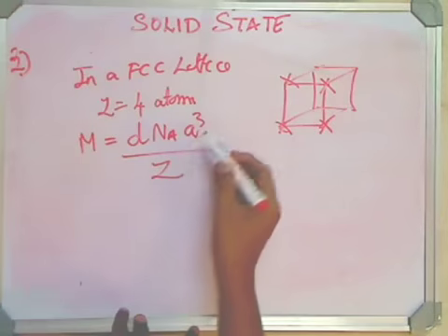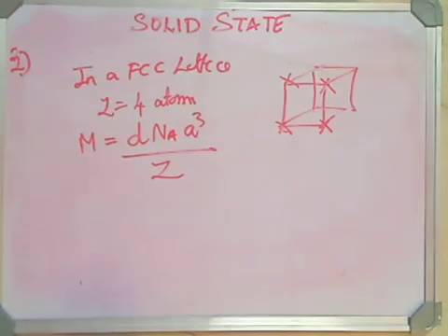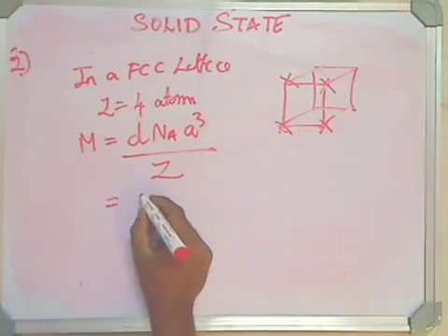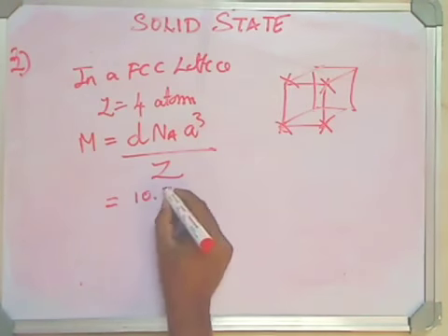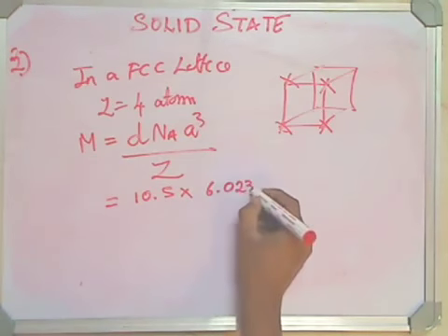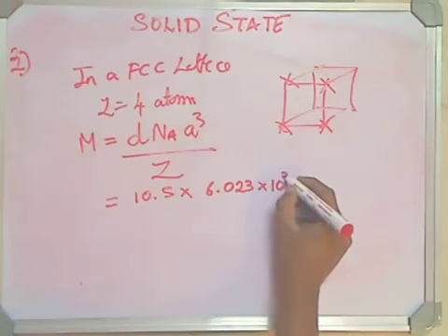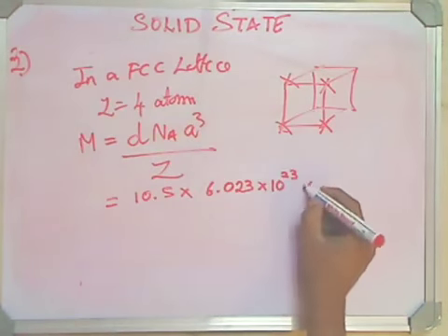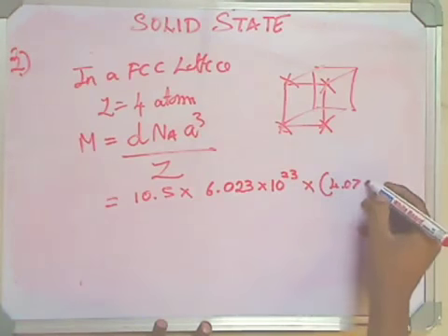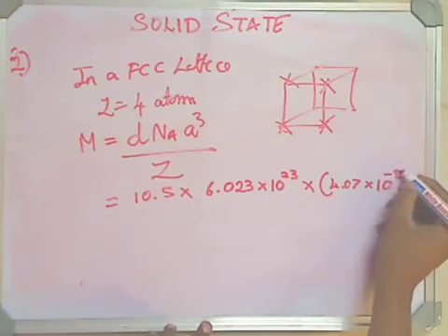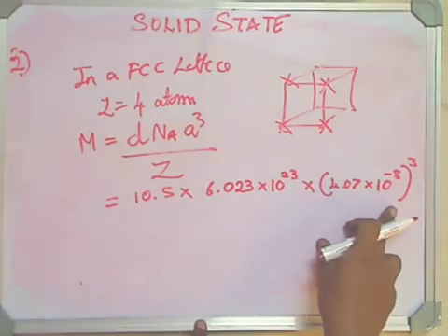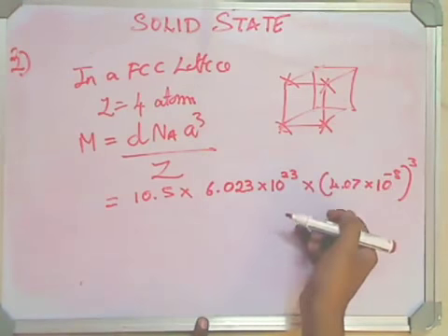Okay, I will tell you how the a cube comes here in a moment. And now this is what I need to do. D has already been given, which is the density, 10.5, multiplied by the Avogadro constant, 6.023 multiplied by 10 to the power of 23, which in turn gets multiplied by 4.07 into 10 to the power of minus 8, the cube. I get cube here because the structure itself is a cube.